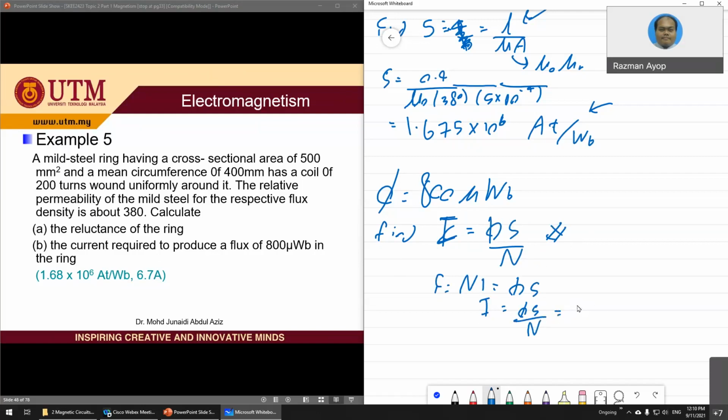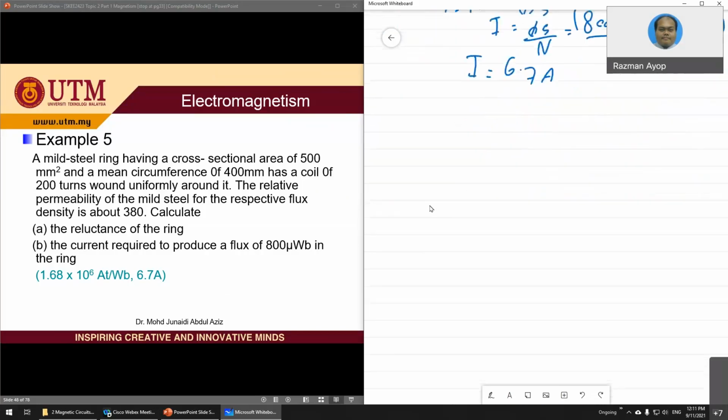So the flux you already are given, 800 microweber, and S is 1.675 multiplied by 10 to the power 6, divided by the number of turns, which is 200. So I is equal to 800 multiplied by 1.675 divided by 200. You get 6.7 ampere. So that is how you solve this question.